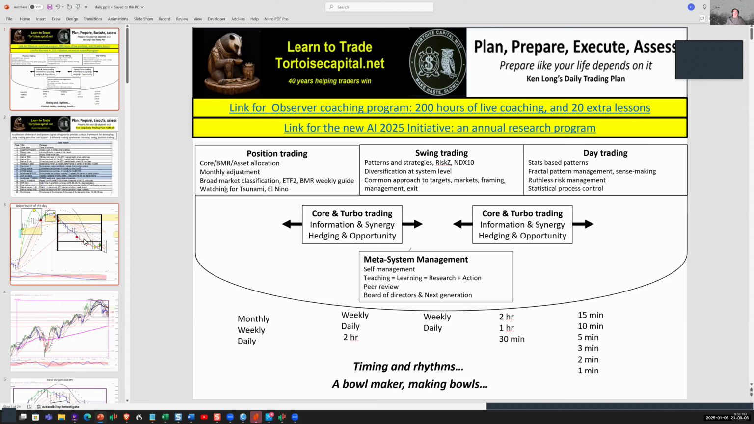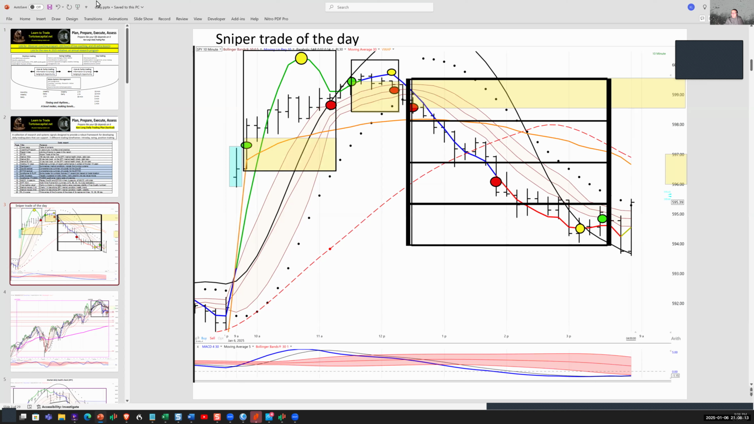Start with Sniper Trade of the Day. And, rule of 4.